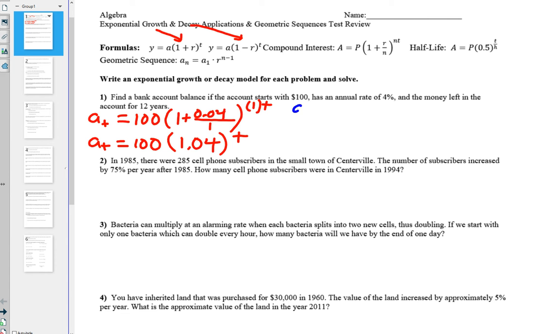So now, how would I find the amount after 12 years? You said put in a 12 for what? Not for A, no. For t. So the amount after 12 years is equal to the 100 that we started with times 1.04 to the power of 12. Put that into the calculator. Since it's money, we should round to the nearest hundredth. Well, with money, you're supposed to round up.